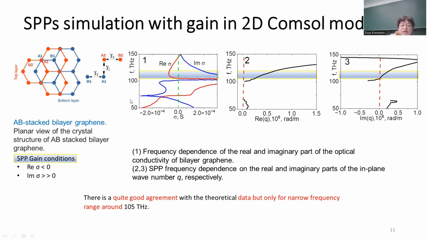And on this picture, there is the frequency dependence of the real and imaginary part of optical conductivity in this bilayer graphene. On this picture and this also, I point out the potential area where, as I'll show later, I found gain with surface plasmon-polariton waves. This is a dispersion equation for real and imaginary parts.